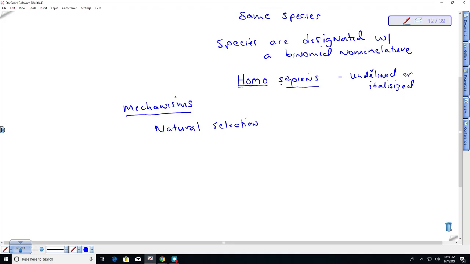Okay. We also have some other mechanisms of microevolution, which include what is called genetic drift. My pen is just not working very well today.